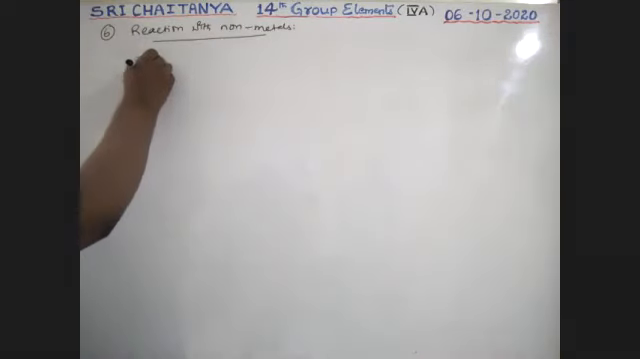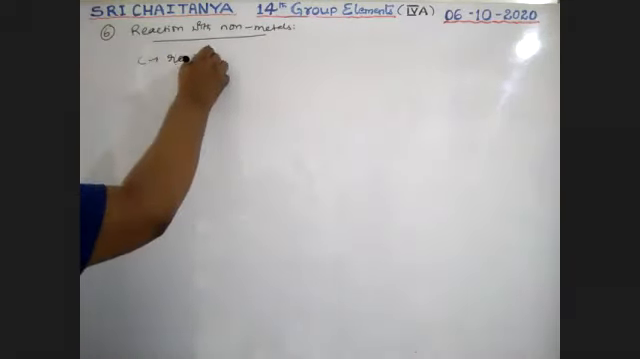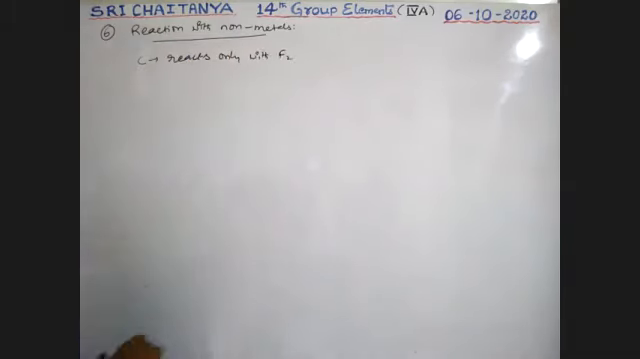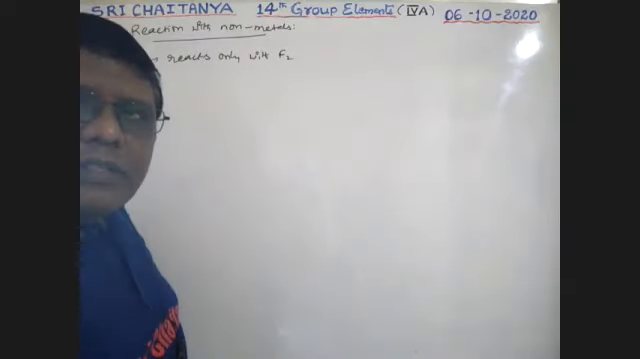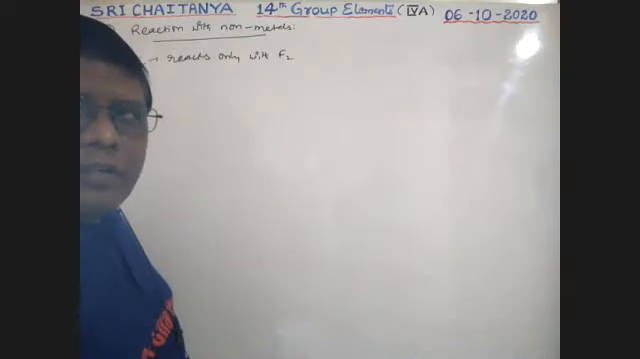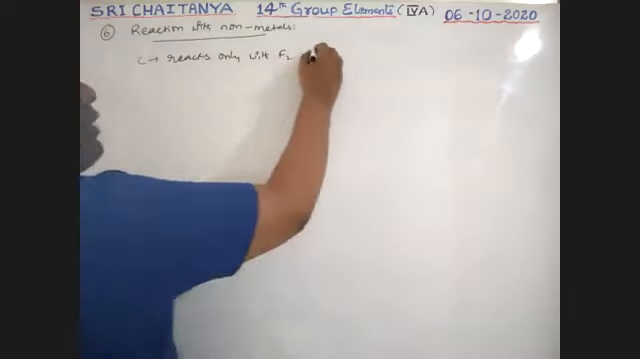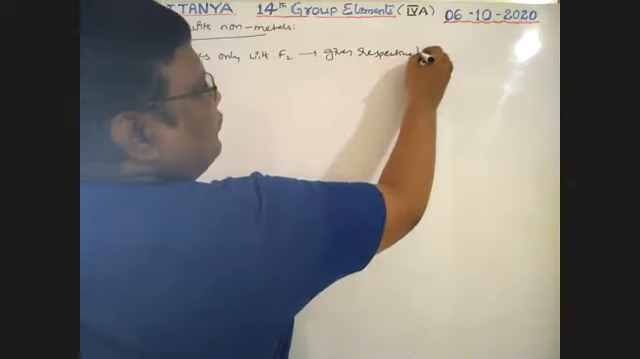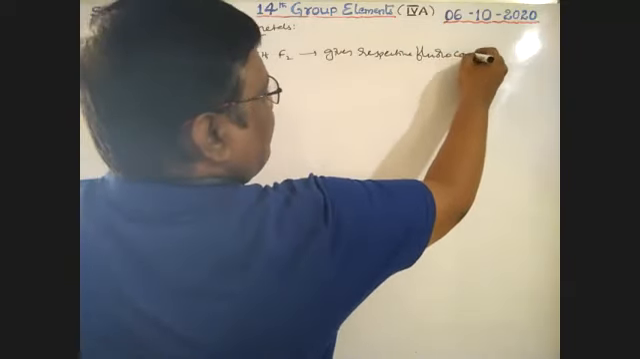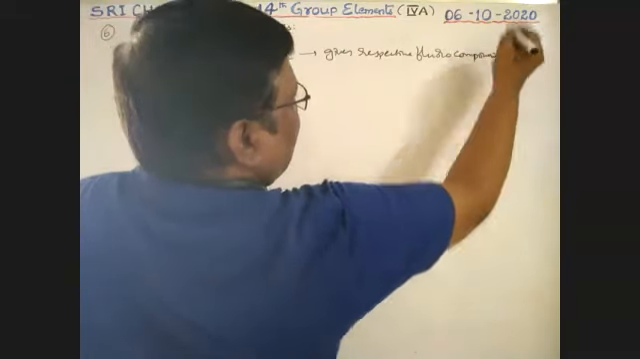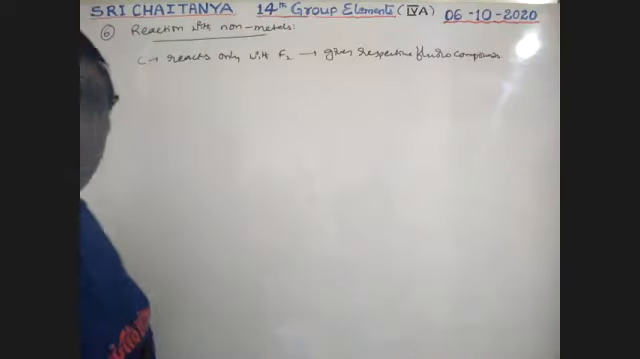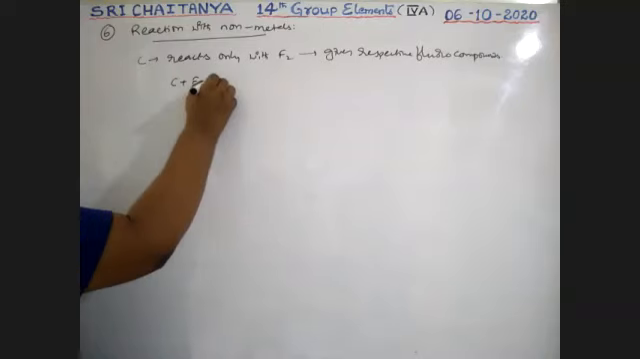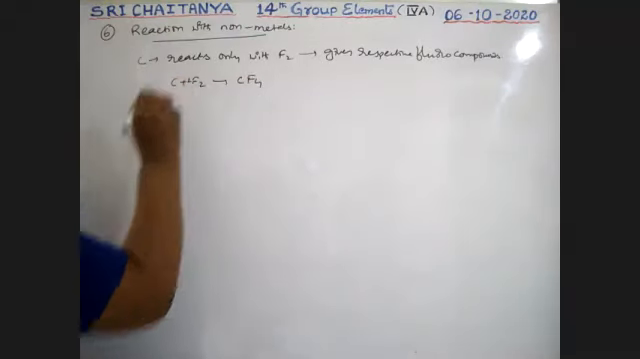Next, carbon reacts only with fluorine. So fluorine is a non-metal, boys. Carbon reacts only with fluorine and forms the respective fluoro compounds. See here, carbon with fluorine gives CF4.